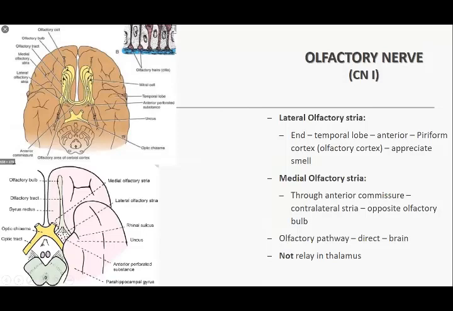Okay, so ये देख लीजिए, anterior perforated substance. It divides into a medial olfactory stria, a lateral olfactory stria. This is the frontal lobe. This is the temporal lobe. ठीक है? Now ये जो lateral olfactory stria है ना, this goes into the temporal lobe. Temporal lobe में you have an area over here which is called the piriform cortex. ये olfactory cortex भी होती है. This lateral olfactory stria goes and relays into the piriform cortex या olfactory cortex. This is the area that appreciates the sense of smell.